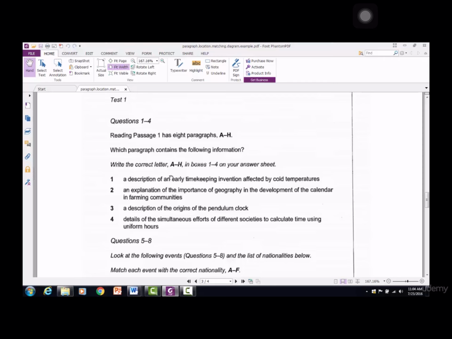What we would do is look at numbers 1, 2, 3, and 4 and circle the keywords in each one, like timekeeping and cold temperatures, explanation of the importance of geography and a calendar, and farming, pendulum clock, and simultaneous efforts to calculate time and uniform hours. So I would circle those keywords for the paragraph location question, and then I would leave it. Don't do it right now. Leave it. Okay? And then you want to do your matching question.